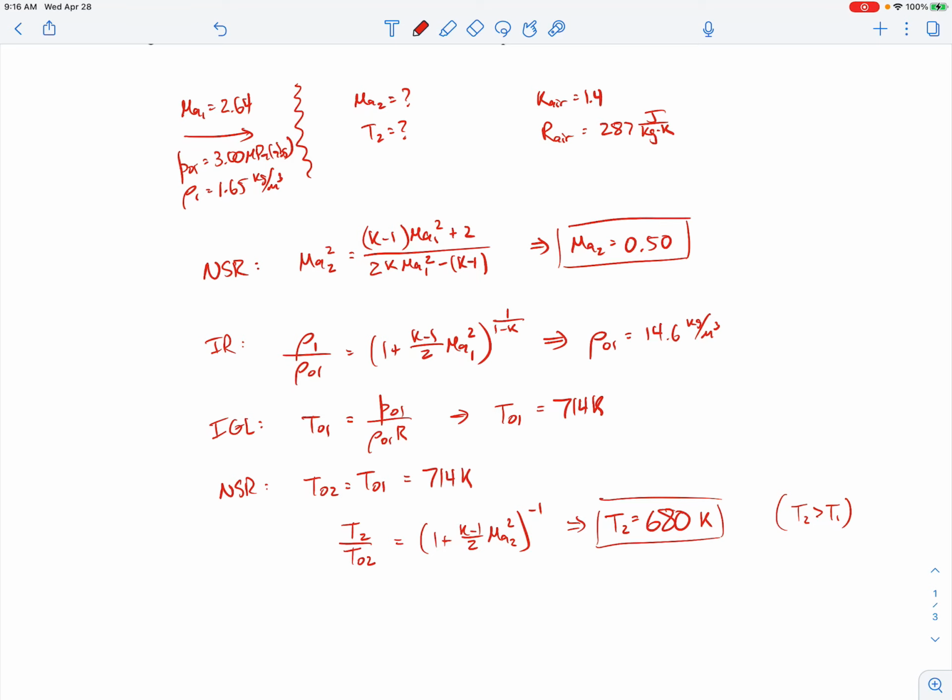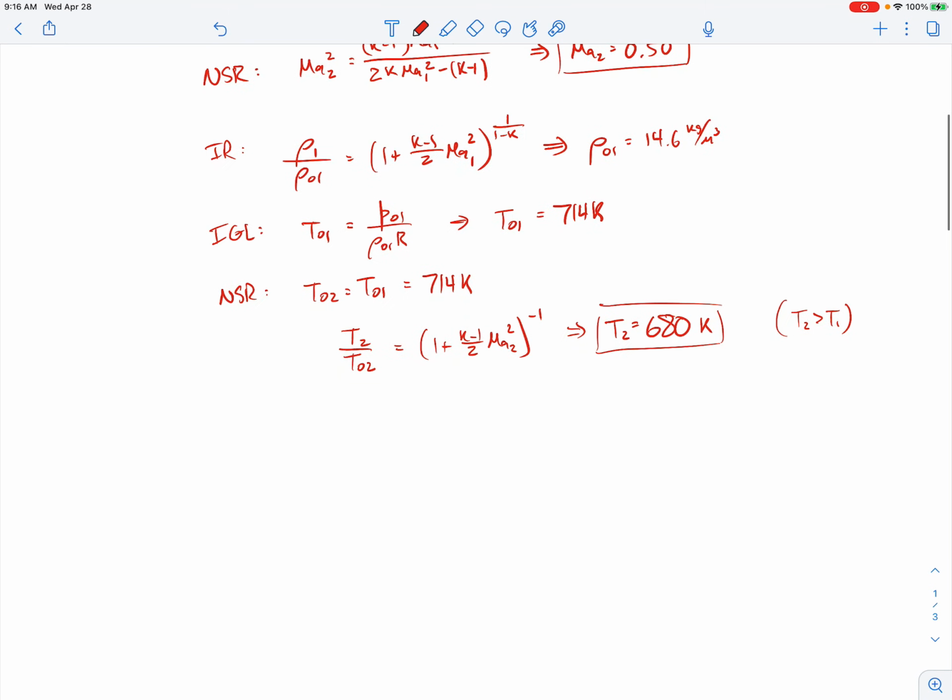The last thing we'll do, we weren't asked to do this, but let's just go ahead and sketch this on a T-s diagram. So let's say this is the stagnation temperature. That's the T naught 1, which is also equal to T naught 2. And here's our stagnation pressure upstream. So that's our stagnation conditions. And we're starting somewhere here.